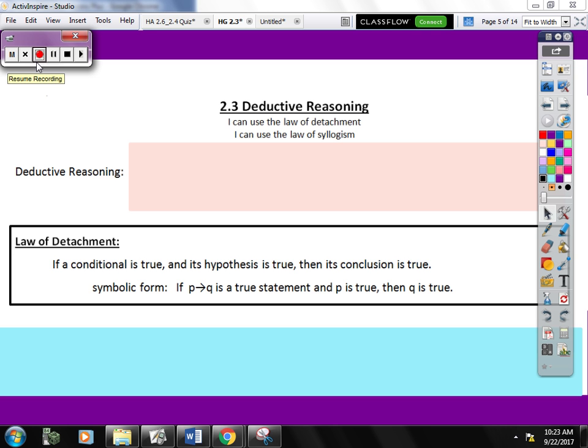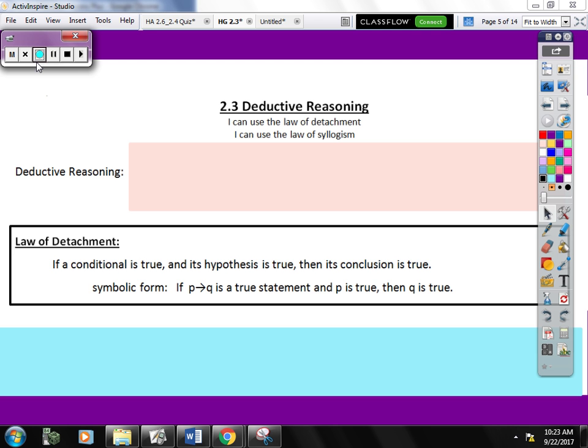So back in chapter 1, we talked about inductive reasoning. Does anyone remember what inductive reasoning was? It's like our very first day of notes. Michaela? Good. You're observing a pattern.